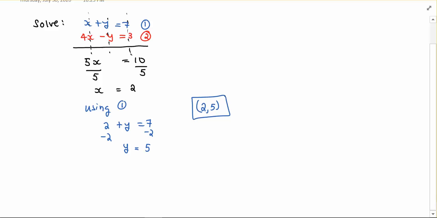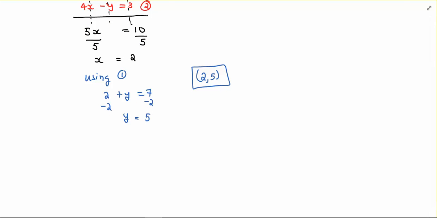Obviously this is the first example and it's pretty easy. The addition method really shines when you can't solve for one of the letters in one of the two equations. So we'll build up to that, but let's take a look at this next example, and then we'll build up to that. So solve, and again let me write the first equation in blue and the second equation in red.